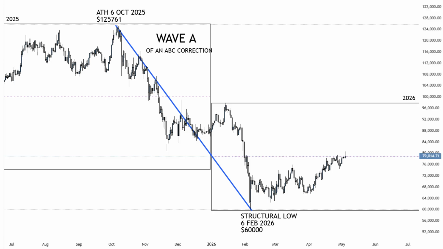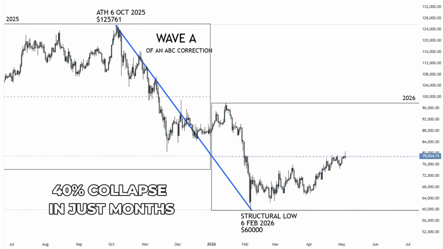But what actually caused wave A, and why did it happen so fast? This was not a single event. It was a perfect storm of converging pressures that turned what looked like a healthy bull market into a 40% collapse in a matter of months. Institutions became heavy sellers. January 2026 alone saw over $1 billion in net outflows from spot Bitcoin ETFs. The floor became a trapdoor.